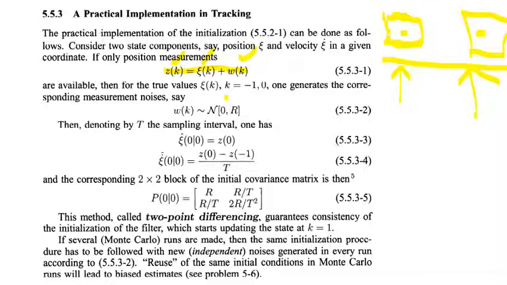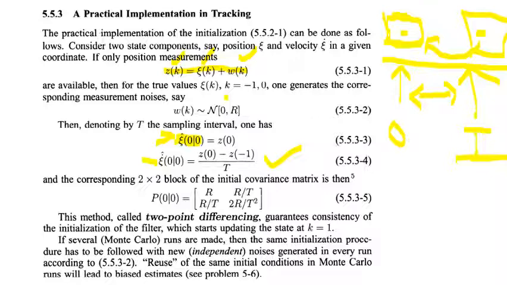In such a case, let's say you want to initialize your state vector, which consists of the position and the velocity, and the measurement is only the position. In such a case, you can simply wait for the second scan. Let's say this position is for time equals 0 and this position is for time equals 1, or t. In such a case, you can subtract this position from this one and divide it by the time in between these two scans, and you are going to get the velocity.